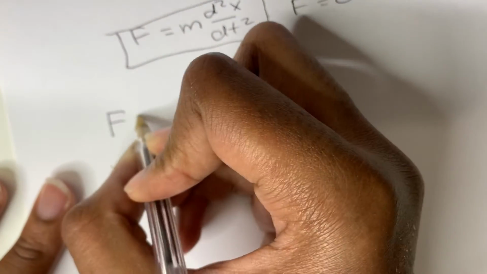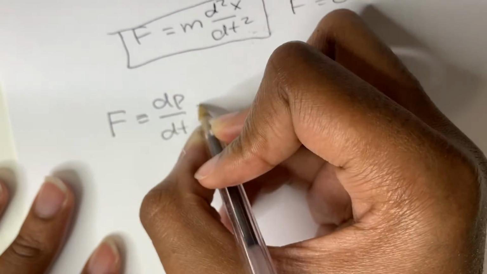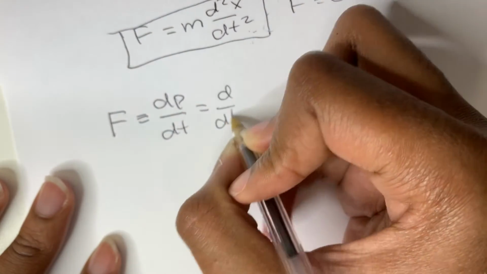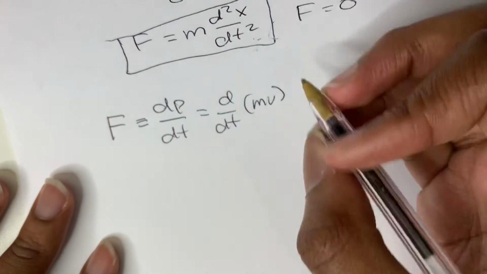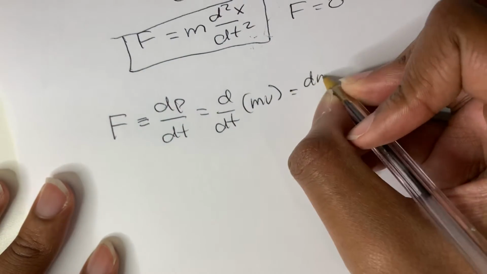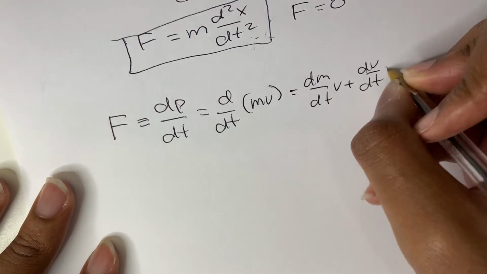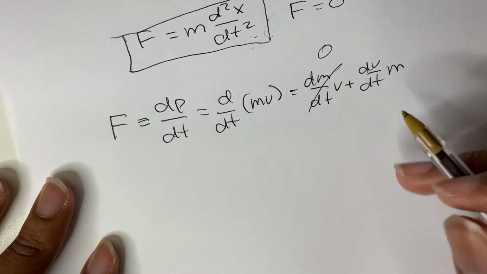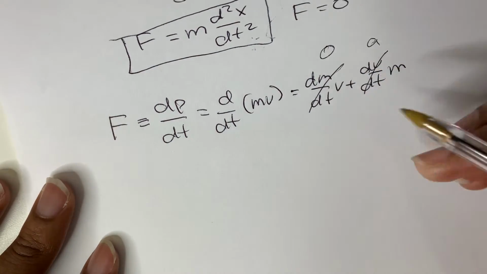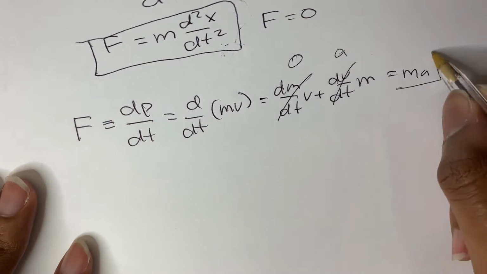So force is defined as the rate of change of momentum. And momentum is just mass times velocity, right? So we have the derivative of a product, so you just use the product rule. Now, if our mass doesn't change, this whole term is 0. This is acceleration by definition. Now we have ma. So we've just derived F equals ma.